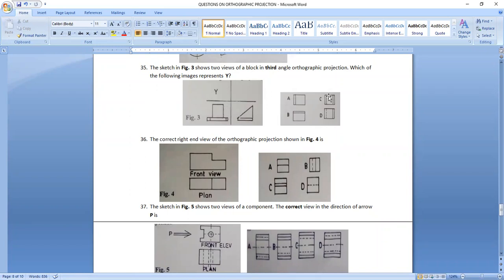As I said, if you are not sure of this answer, make sure you draw the isometric view of the object, and by the time you have that, you will be able to choose the correct answer to the question.